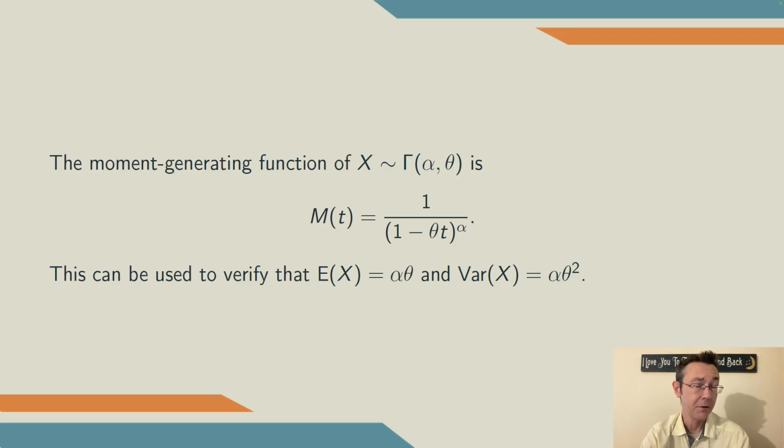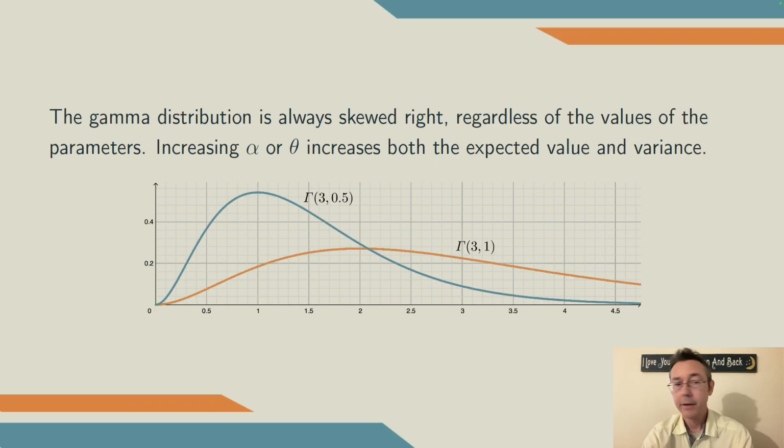By the way, I think the formula for the expected value here, alpha times theta, is actually pretty intuitive. Alpha is the number of occurrences we're waiting on. Theta is the average waiting time per occurrence. So it makes sense that if we're waiting on alpha occurrences, we would have to wait alpha times theta units of time.